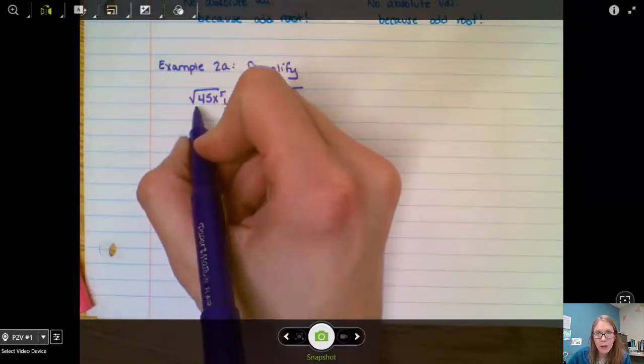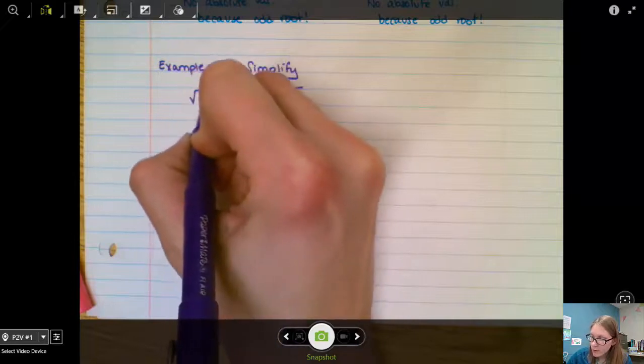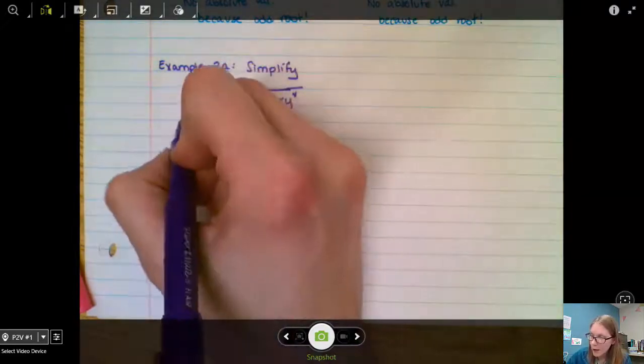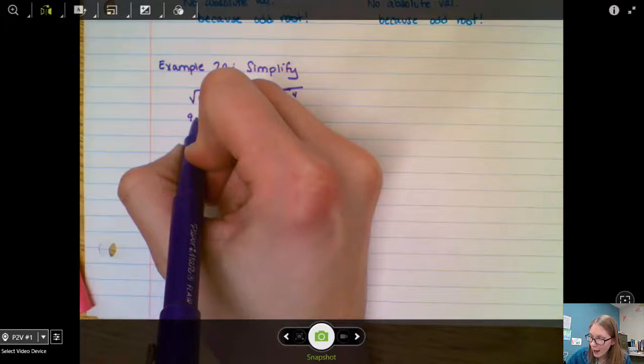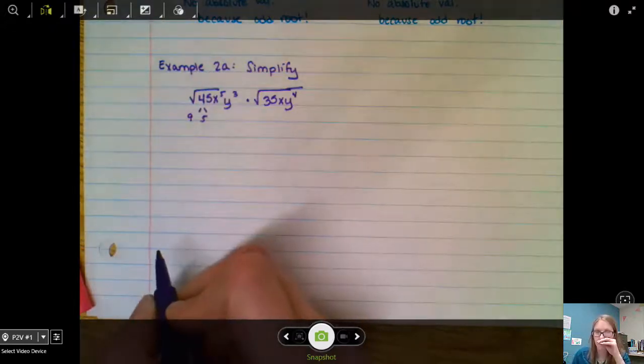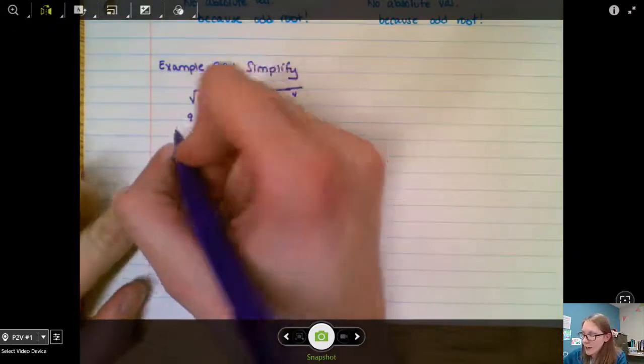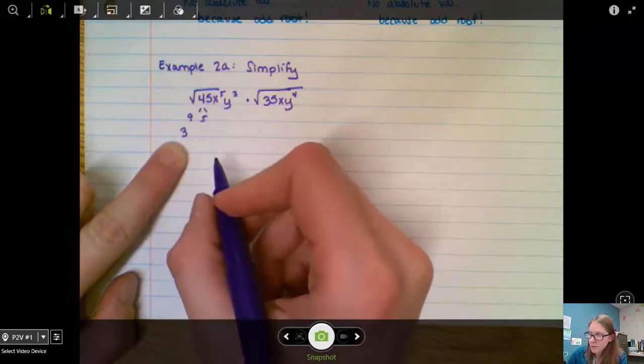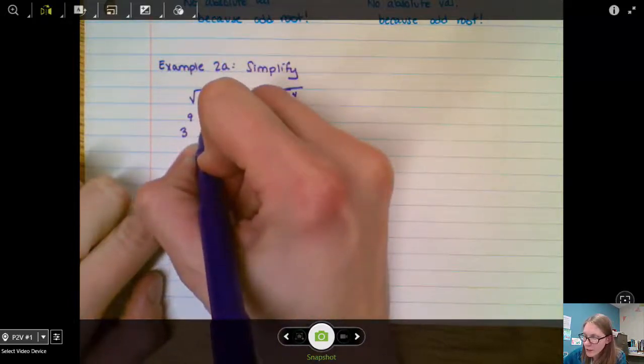The square root of 45 isn't a nice number, but 45 is 9 times 5, and the square root of 9 is 3. That 5 is going to be stuck under the square root.